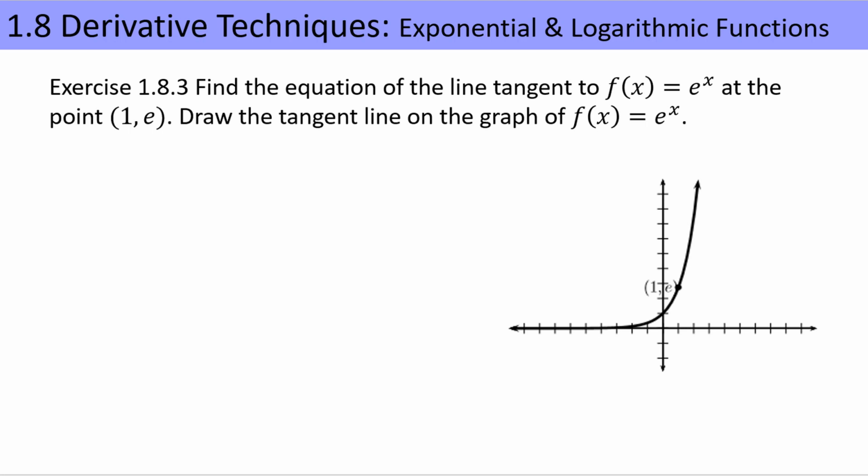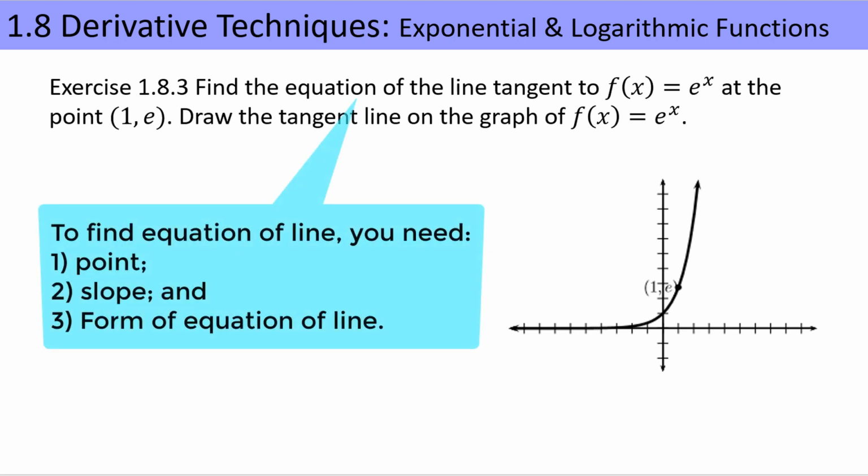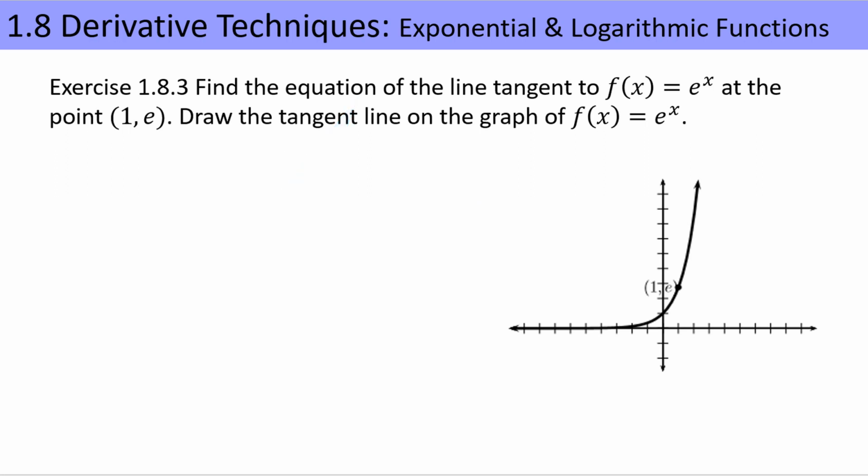Recall that in order to get an equation of a line, you need 3 pieces of information. You need a point, a slope, and an equation form of the line. The point is already given to us, so we'll go ahead and mark the point, and that is the ordered pair (1, e).